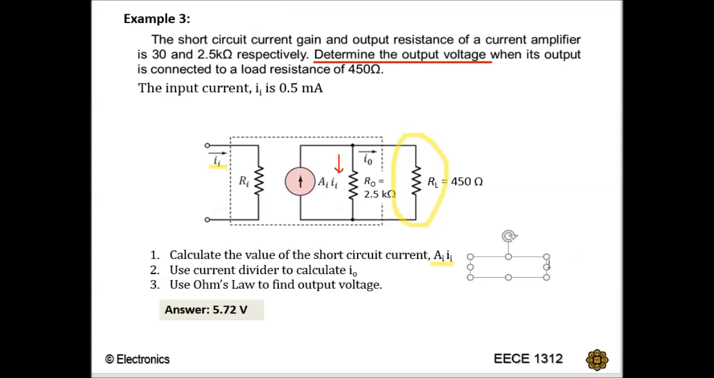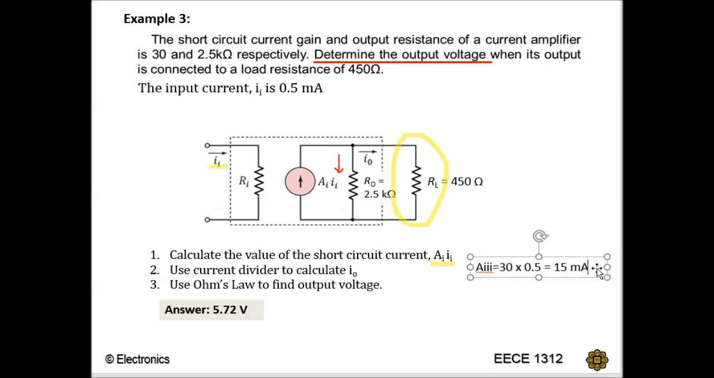So AI I in is equivalent to 30 multiplied by I in, which is 0.5, and you will get 15 milliampere. So take note of the unit of the current. The current is given in milliampere, so make sure that your answer is also in milliampere.